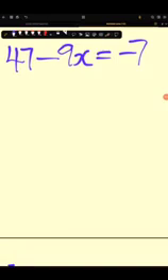I want to quickly solve this additional question to the one I just finished solving. And the question is as it is in front of me.